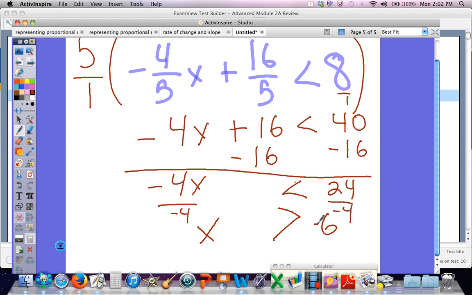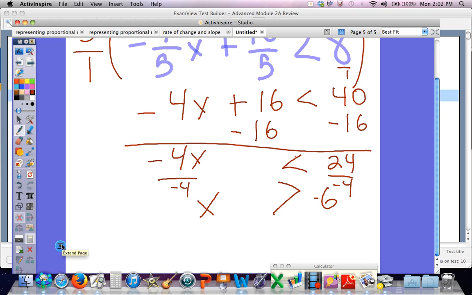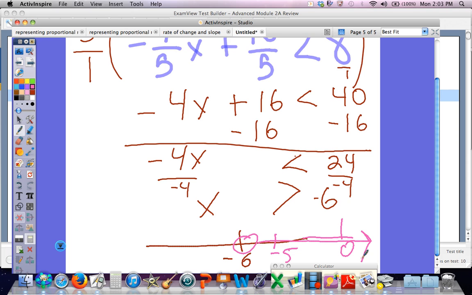In terms of graphing it, all I need you to do is draw a line. Negative 6. I need numbers that are larger than what? Negative 6. So I can think of examples. Well, negative 5 is larger than negative 6. 0 is certainly larger than negative 6. So I need an open circle with an arrow to the right.